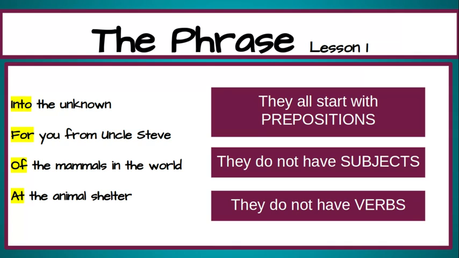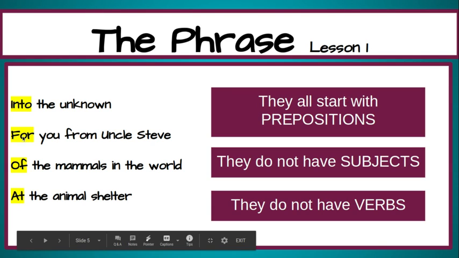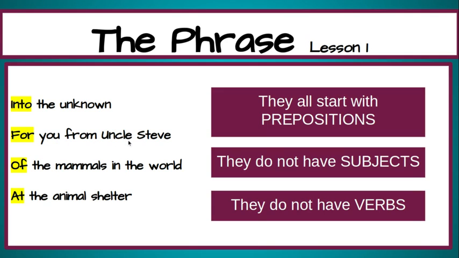Now let's move on to maybe the part that you didn't quite get. None of them have a subject. None of them have a person, place, or thing that is doing an action. They might have a person, place, or thing in them, but they're not doing the action. For example, let's look at the second one here, for you from Uncle Steve. You might think you and Uncle Steve are subjects, but they're not because they're not doing anything. A subject has to do something for it to be considered a subject. These are just considered nouns.